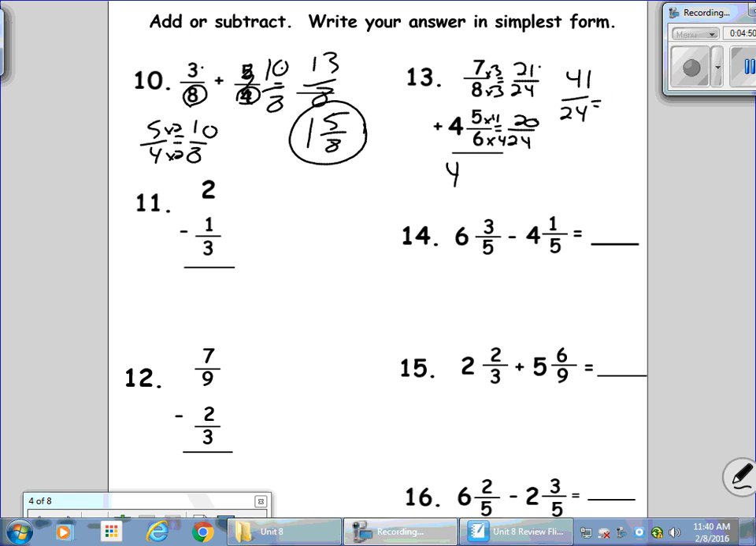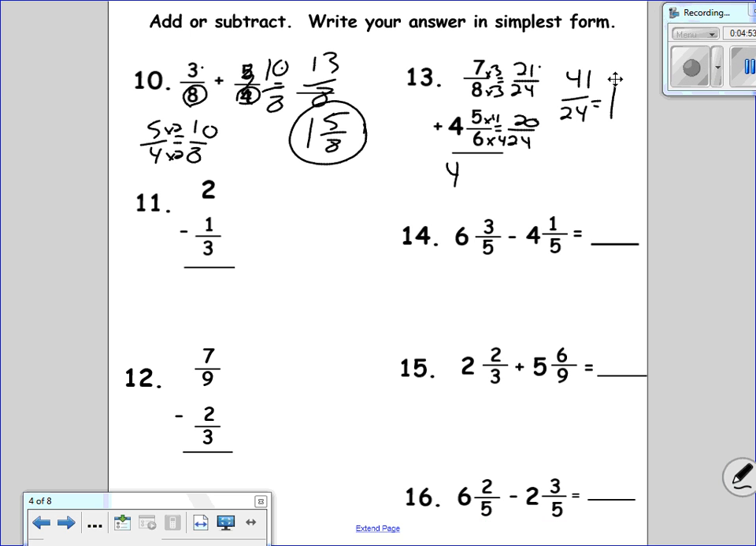How many 24s go into 41? 1. What's left over? That means I'm going to have to subtract 41 minus 24. To borrow 7, 1, I have a 17. 17 over 24. I have to add this to my original 4, so my answer, kids, is 5 and 17 over 24, not 14.